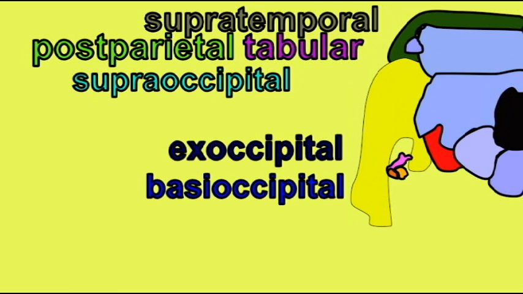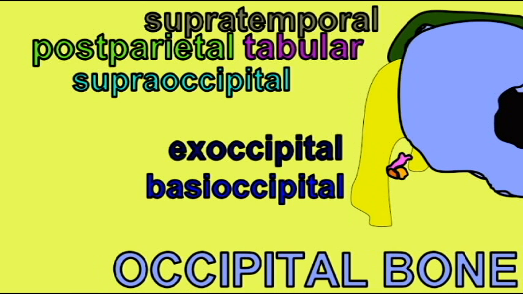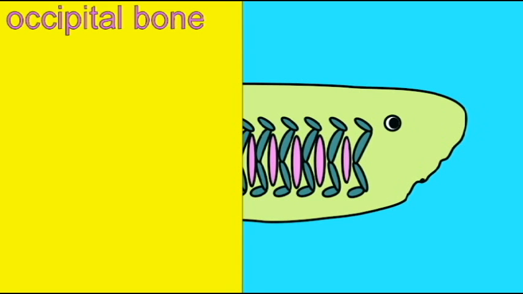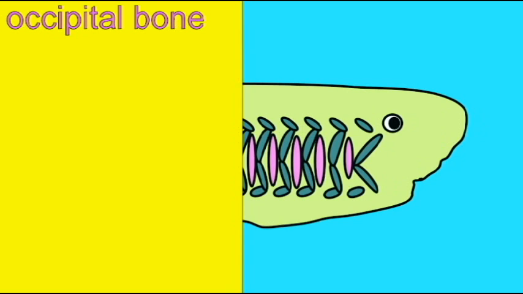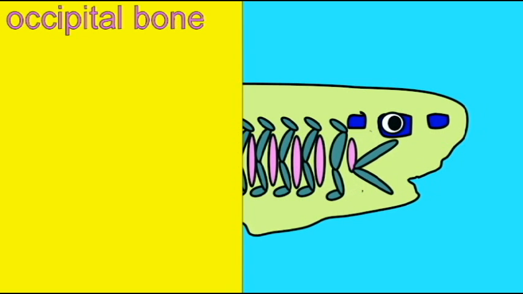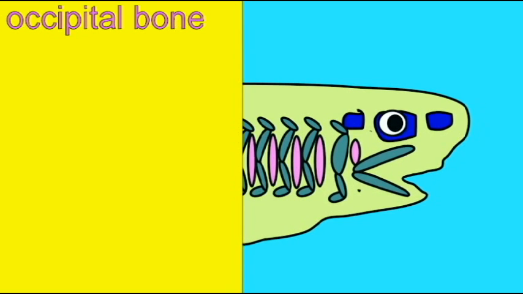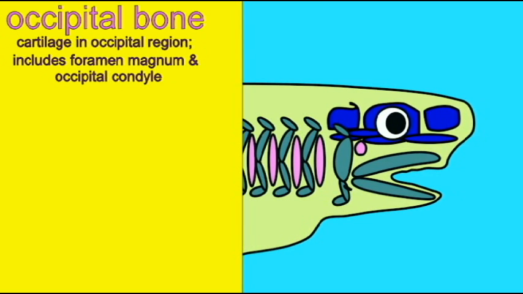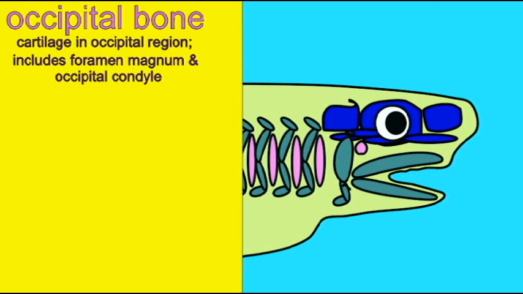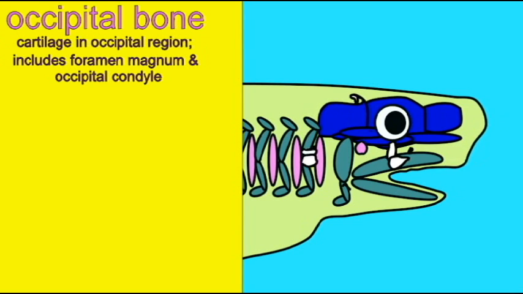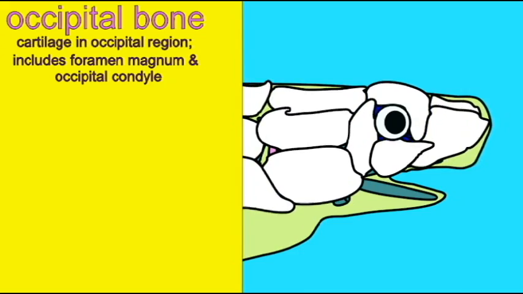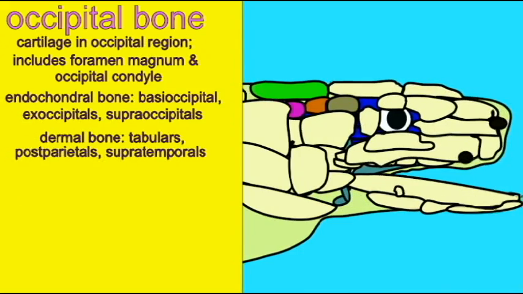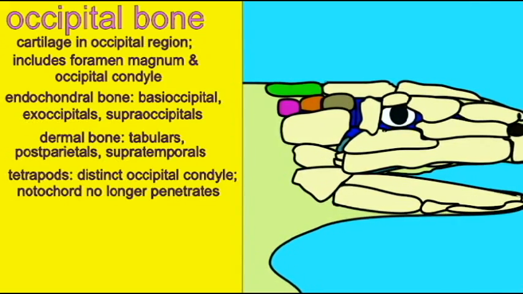history of this bone. The early jawed vertebrates possessed cartilage in the occipital region, including a foramen magnum and an occipital condyle, and thus from this cartilage formed endochondral bone in the early jawed vertebrates: the basioccipital, exoccipitals, and supraoccipital bones. Then came the evolution of the osteichthyans. A number of dermal bone components such as tabulars, postparietals, and supratemporals also evolved.